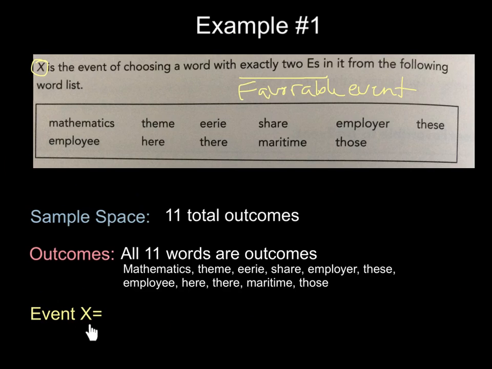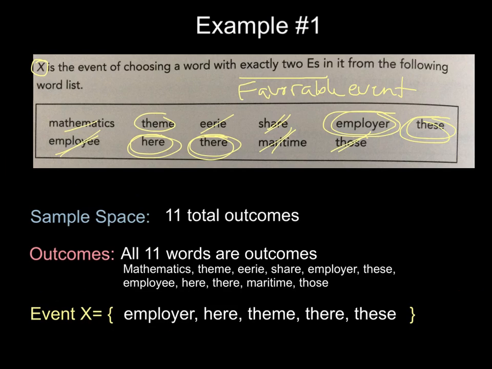But when we look at event X, we only want to look at the different words that have exactly 2 E's in it from the following word list. So if we look through the whole word list, we can see that mathematics doesn't have it. We have theme. Erie has 3, so that doesn't work. And if we go through all of them, there only happen to be 5 favorable events, and that happens to be employer, here, theme, there, and these. They all have exactly 2 E's, where all the other ones might have had only 1 E, or they might have had 3.